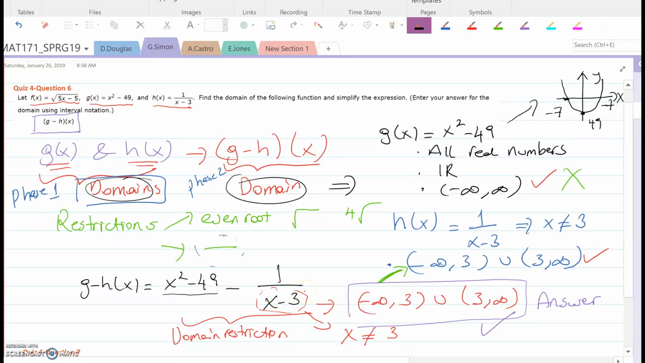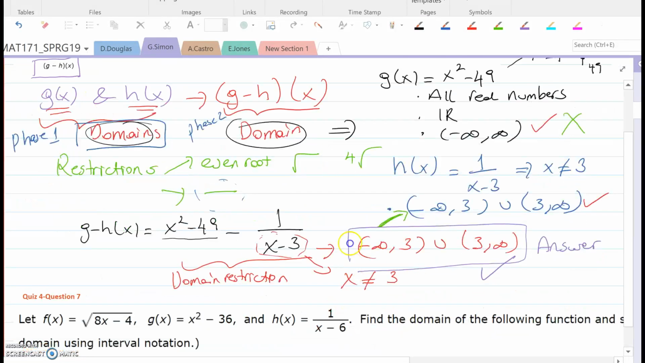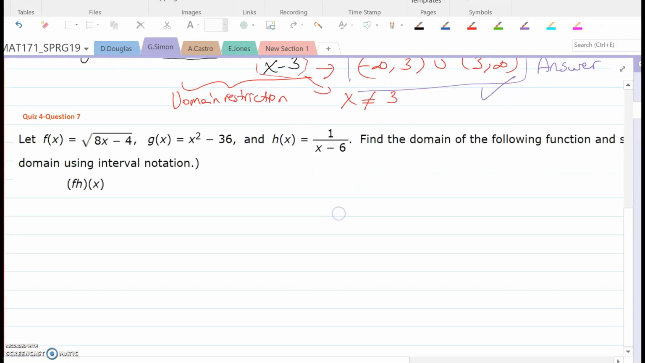So we have a fraction. It's a rational function, so we need to take that into consideration. So that's the response for quiz question 4, question 6. Now let's look at question 7.